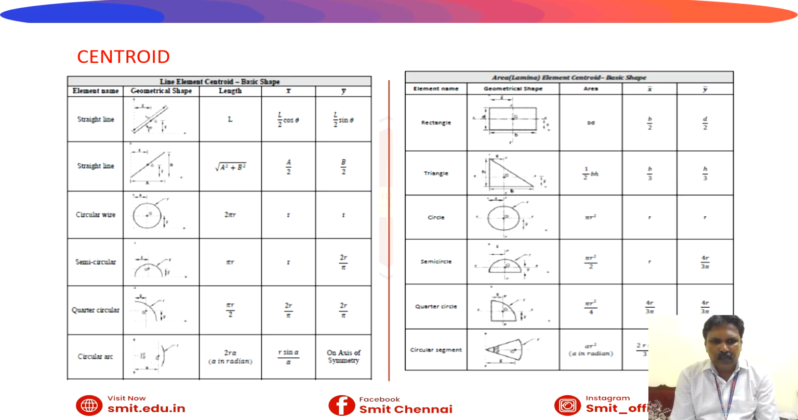Therefore, for a circular arc, the length is 2r alpha, where alpha is in radians, and y bar is r sin alpha by alpha on the axis of symmetry. Then the rectangle is important. We have a breadth of b and a depth of d, so the area will be bd, x bar equals b by 2 and y bar equals d by 2. Then the triangle, we know, has area half bh, with x bar equal to b by 3 and y bar equal to h by 3.